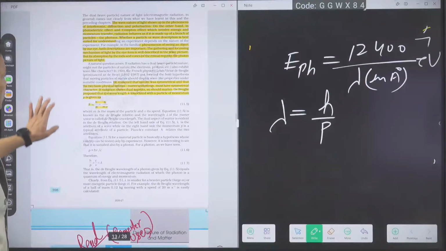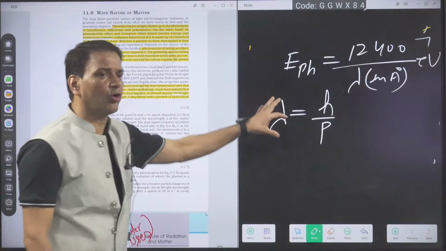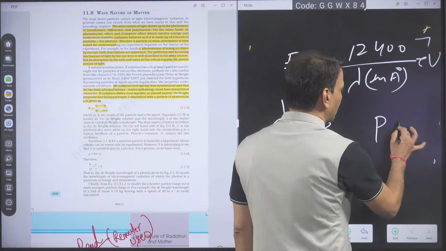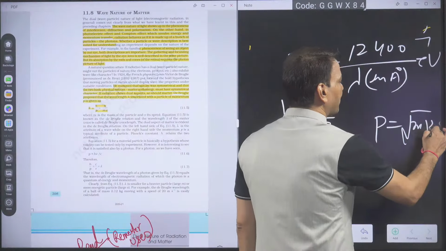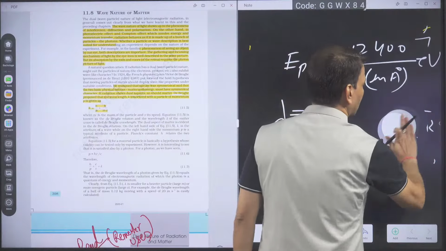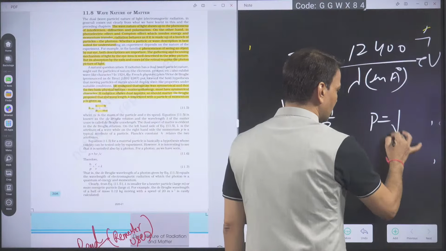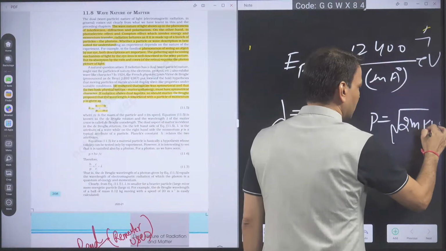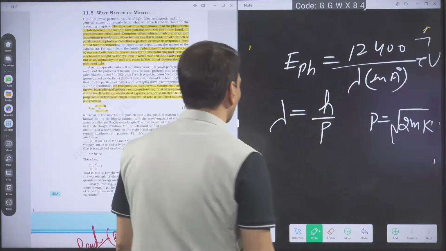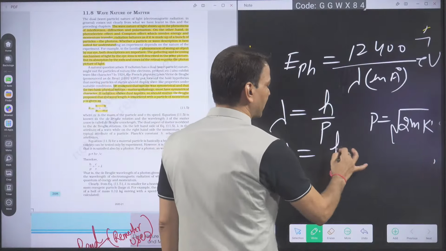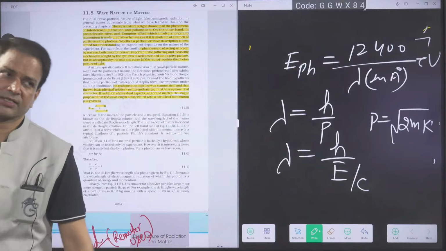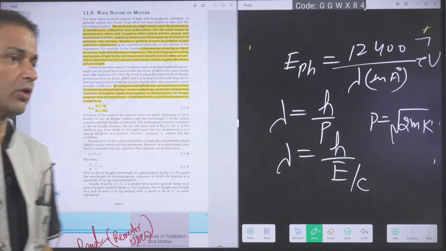But for the photon, only one difference is there. We can use the same formula for the photon, but for the photon we are not using p equal to under root 2mK. For any particle we use p equal to under root 2mK, but for the photon we cannot write this. Why? For the photon, we are not writing kinetic energy K equal to half mv square. For the photon only, we write lambda equal to h by p, and p we write as E by c. Only this is the difference. Otherwise, this formula we can use for the photon also. Okay.